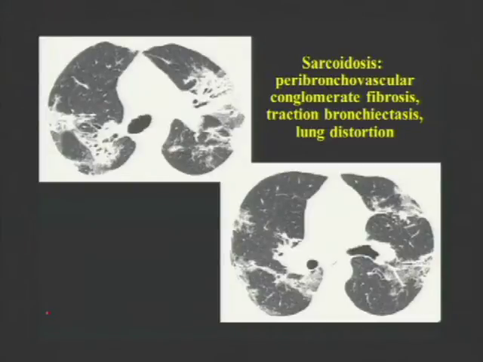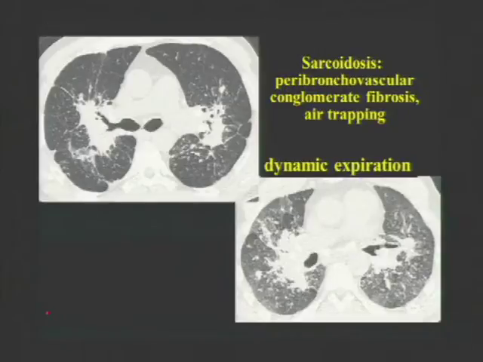Another example, sarcoid with peribronchovascular conglomerate fibrosis, traction bronchiectasis within those masses of fibrous tissue, and lung distortion. Another example looks much the same, peribronchovascular conglomerate fibrosis, and here on an expiratory image in the same patient, you can see patchy areas of air trapping. Again, air trapping is quite common in patients with sarcoid, and the air trapping persists even in patients with late-stage disease.